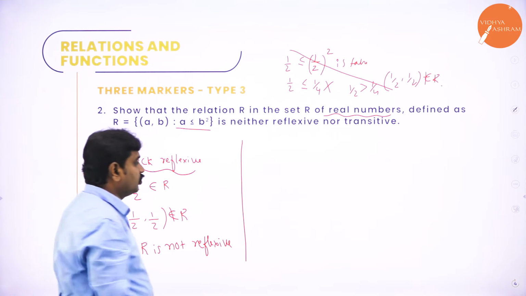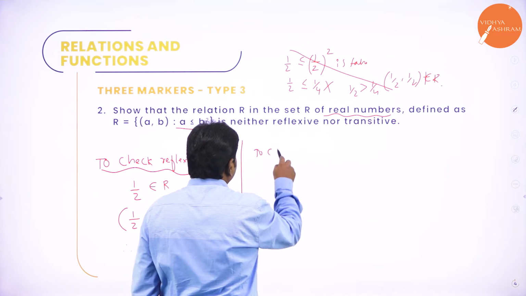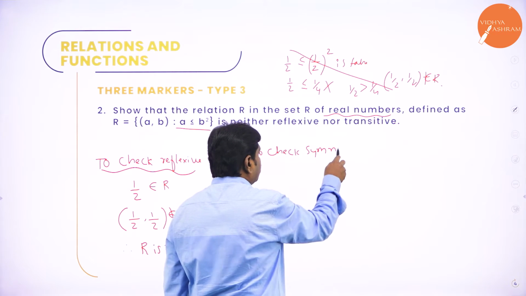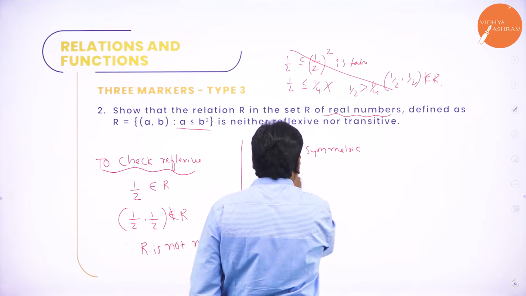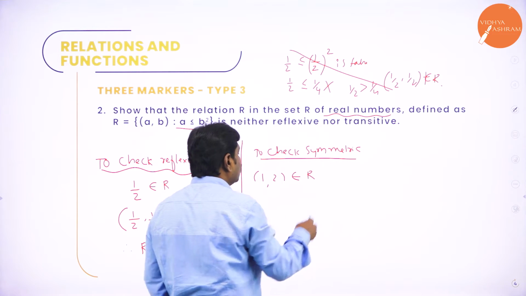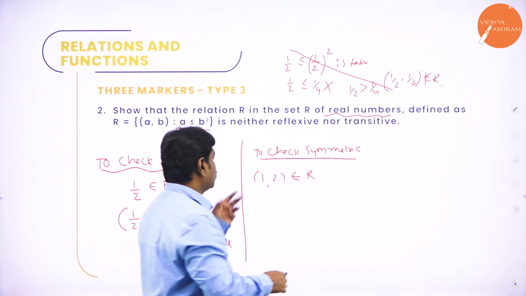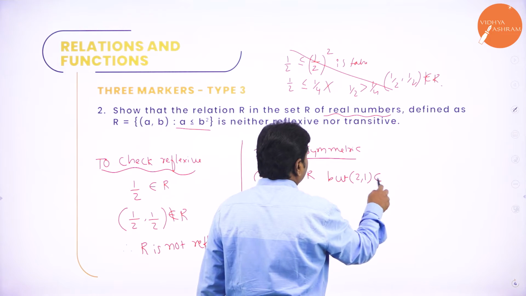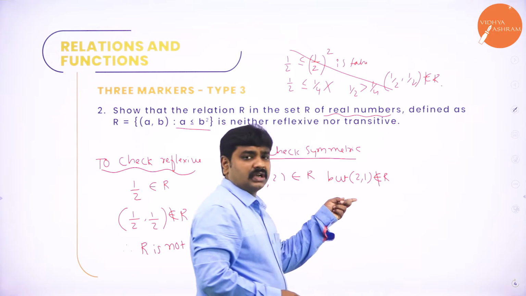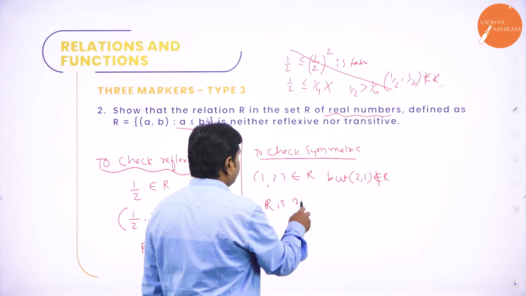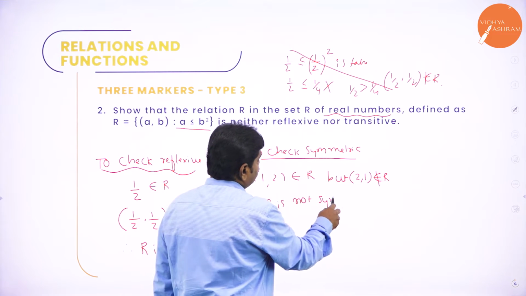After reflexive, we need to check what? To check symmetric. Symmetric means if one ordered pair is present, its reverse should be present. Again, take the same example. Can I say 1, 2 belongs to R? Why? Because 1 is less than 2 square. But 2, 1 does not belong to R, because is 2 less than 1 square? No. So therefore R is not symmetric.